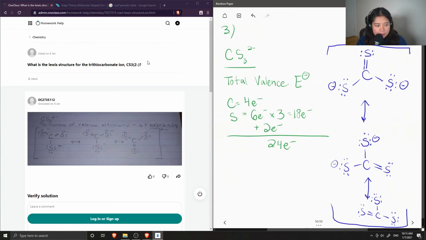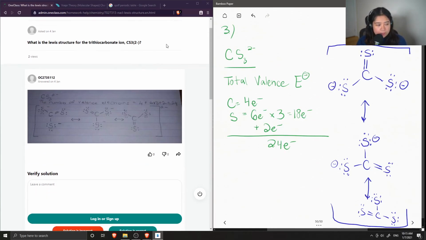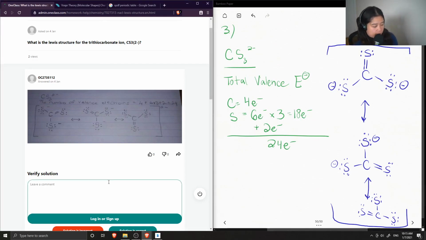And if we look at the junior tutor's answers, they also wrote out all of the different Lewis structures you could obtain for this trithiocarbonate ion. So this solution is correct.